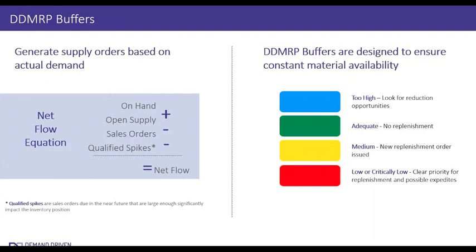We'll match that number of our net flow up against the buffer, and if it falls into the green zone, we know we're good. We don't need to place an order today. Once the net flow number falls into the yellow zone, we know Replenishment Plus will notify us that it's time to place an order. And then should we ever find ourselves with our net flow number in our red zone, we know there's a clear priority for replenishment, and we may want to take a look at some additional actions to make sure we don't risk stocking out.